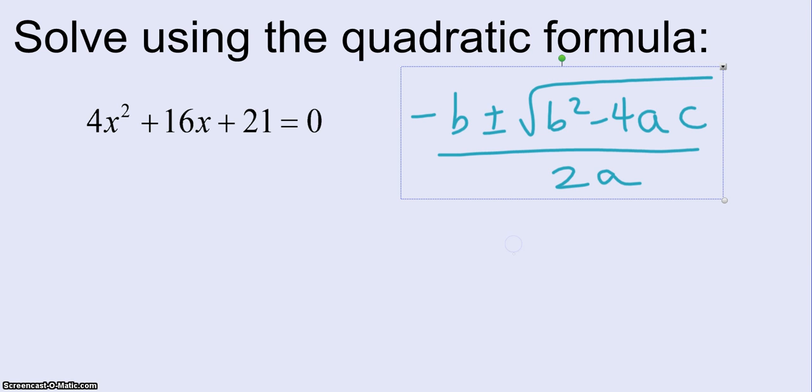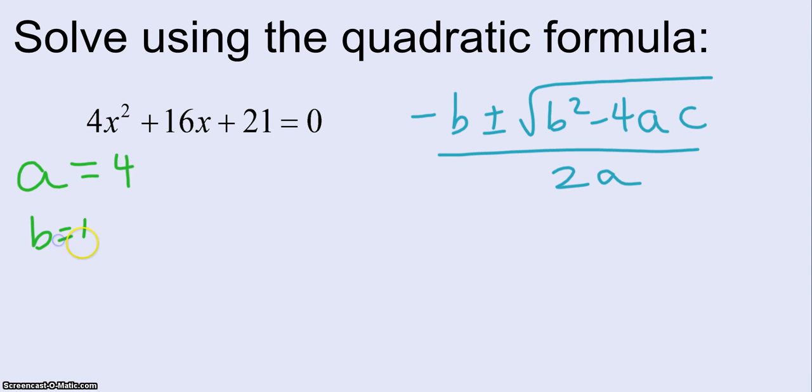Alright, so let's try another problem. Why don't you pause and give this one a shot, and then unpause when you're ready to see if your work is correct. Alright, so we get an A of 4, a B of 16, and a C of 21.